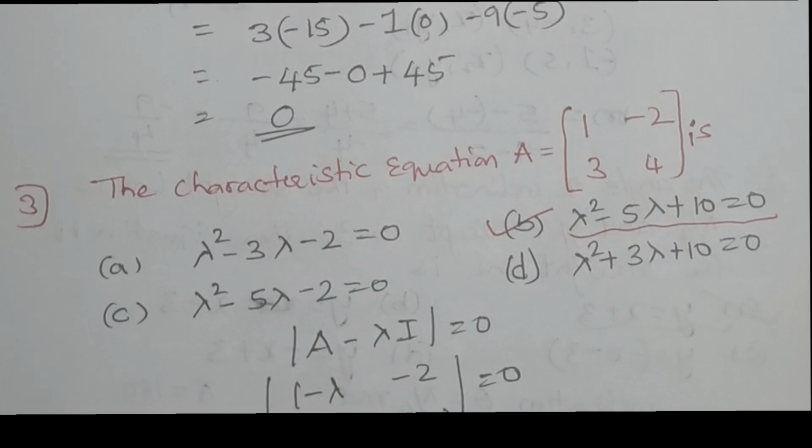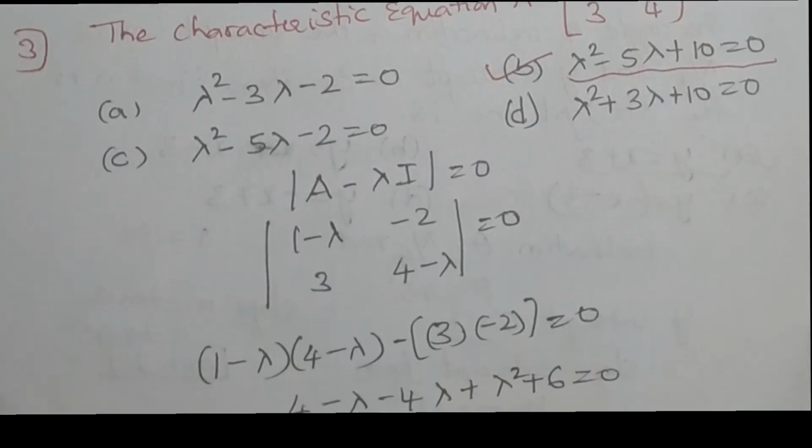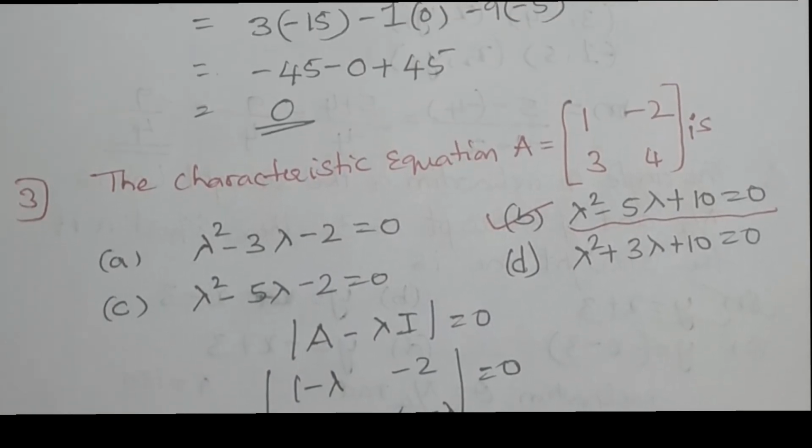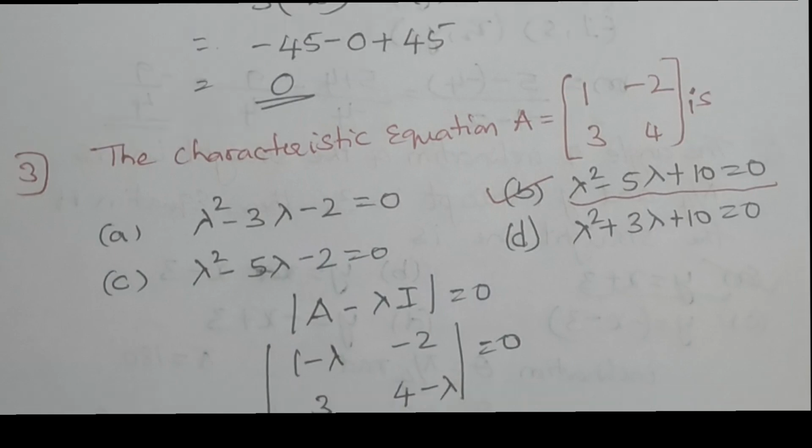The characteristic matrix is given, and we need to find the equation. So we have included lambda. You know this, I think. Option B is the answer. We'll do it with explanation. This is the equation: A minus lambda I is equal to 0. After that, for the matrix given, for the first number you have to multiply minus lambda. Same way, minus 4 lambda you have to do.